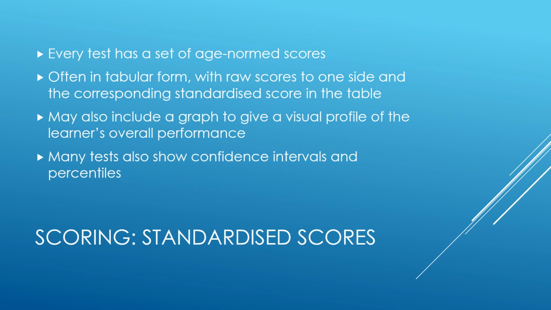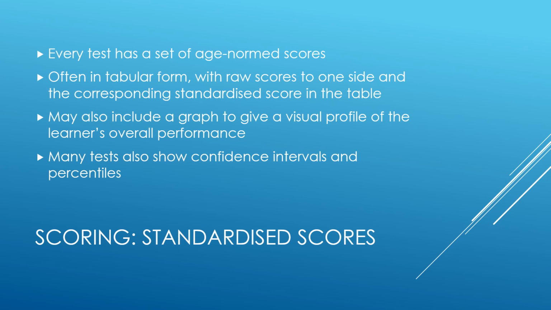Every test, when we're using these formal tests, usually has a set of age-normed scores to make it a standardised test, which provides you with a standardised score. They're usually in tables with raw scores to one side and the corresponding standardised score in the table next to it. They may include a graph to give a visual profile of the learner's overall performance, which can be quite useful, and many tests also show confidence intervals and percentiles.